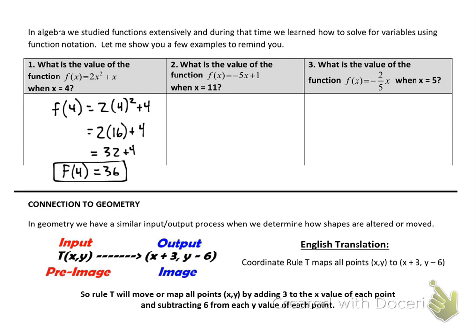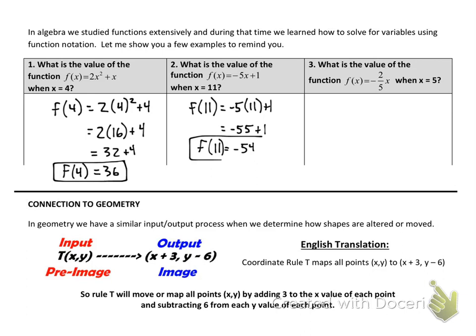So, next one, we have f of 11, because they told us to use our x value of 11. So now we've got negative 5 times 11 plus 1. And what is negative 5 times 11? Negative 55. And add 1 to that, you get? There you go. All right, so you guys are remembering this.